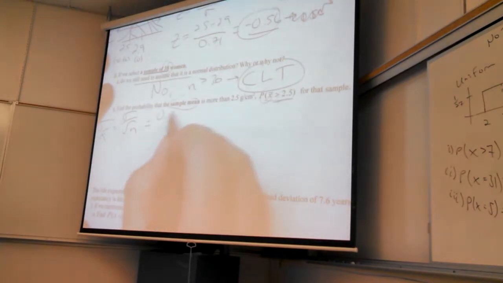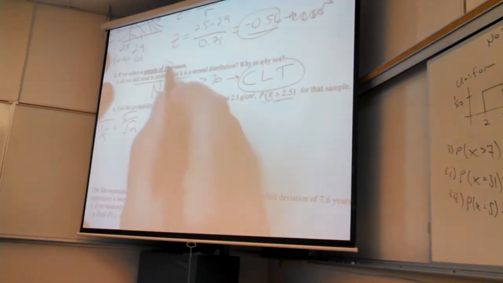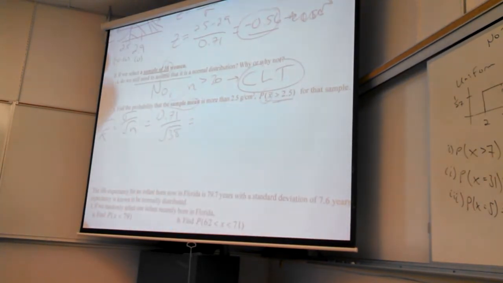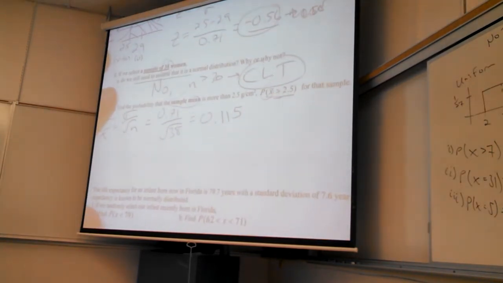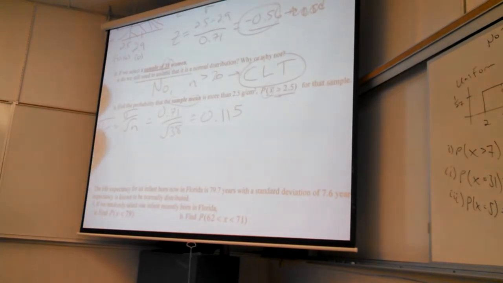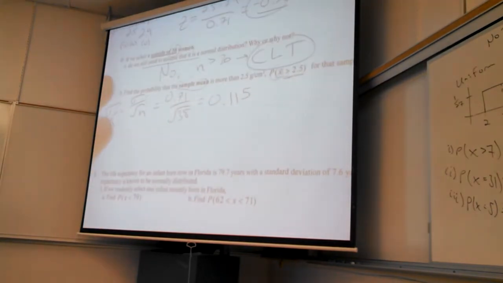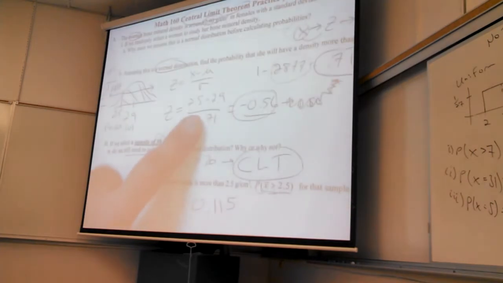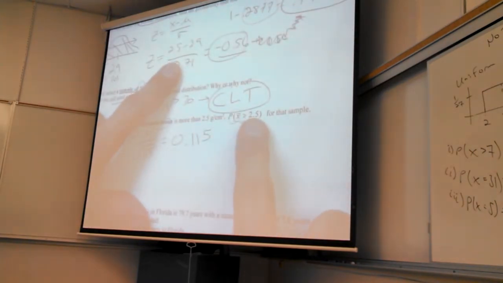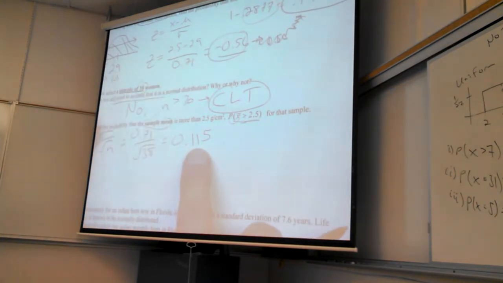So the old one was 0.71 divided by the square root of n, which is 38. And what do you guys get for that? 0.115. 1 and 5? Okay, cool. So at least 3 places in that. You can go more if you want to. Maybe not 12 or something crazy. So here, the work is going to be exactly the same because it's really almost the same question. It's just talking about the mean now. So it's going to be 2.5 minus 2.9 divided by the new standard deviation.